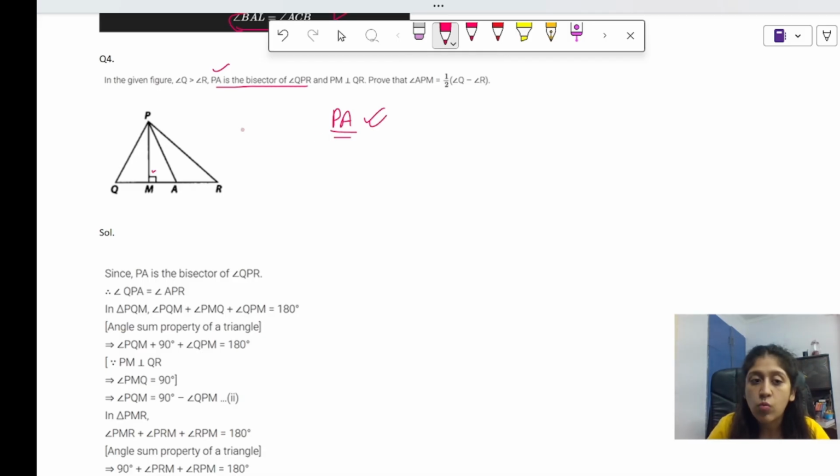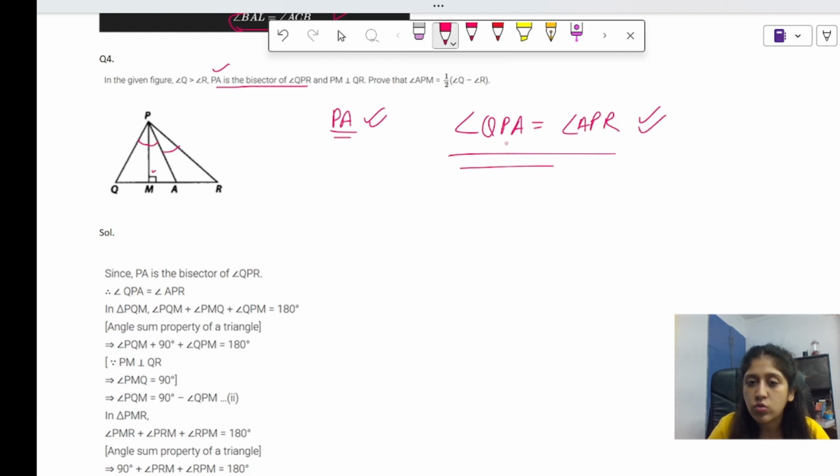PA क्या है? Angle bisector. What does this mean? That PA divides angle QPR into 2 halves. That means angle QPA and angle APR, they are equal. So what does that mean? Angle QPA and angle APR are equal. ठीक है, ये इसका मतलब होता है.